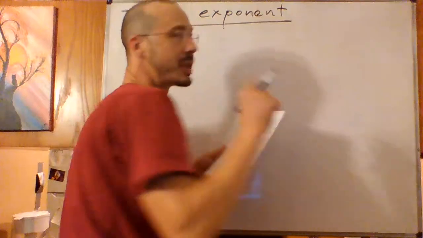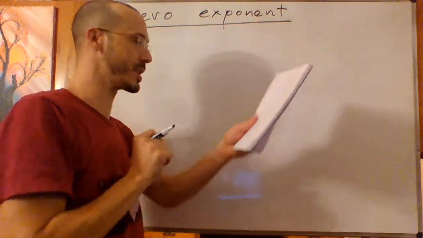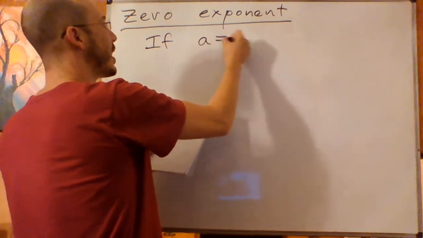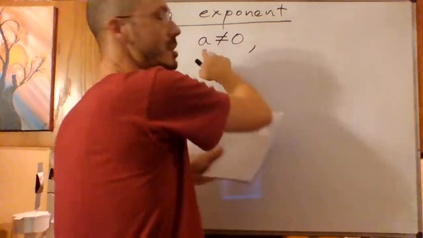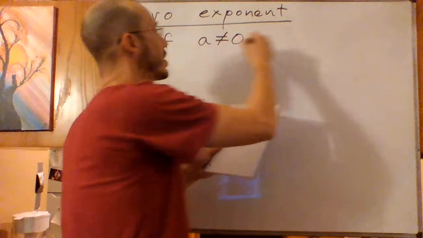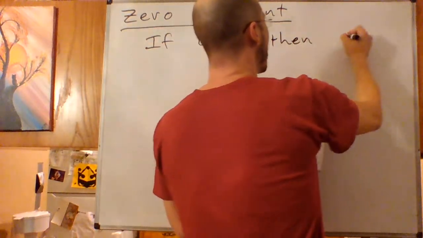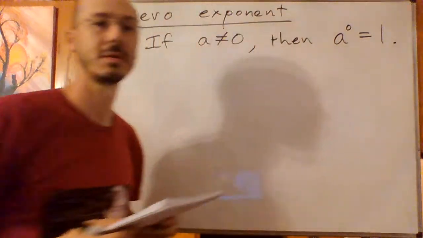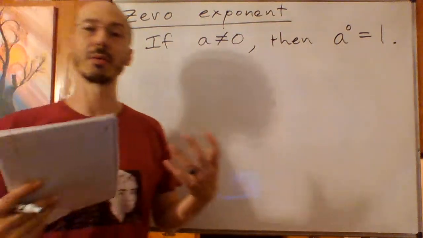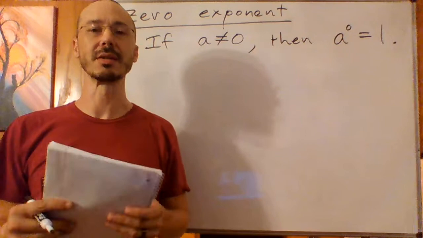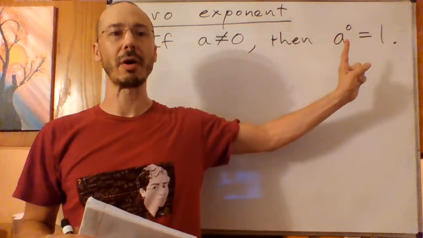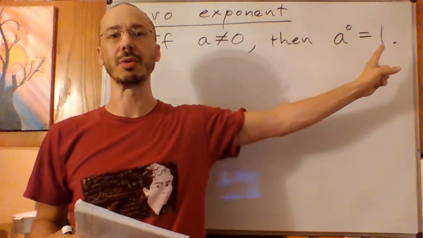I want to be a little bit more careful with this one. If a is not equal to 0, that's going to be my exponential base, then a to the 0 is equal to 1. And the way to say this more easily is any number to the 0 power is equal to 1.